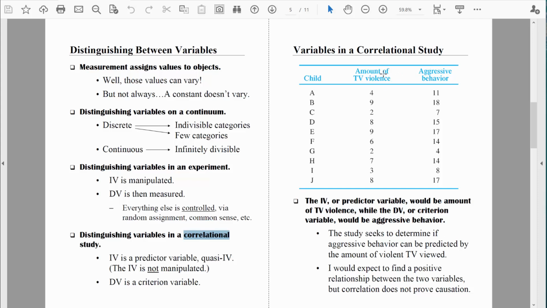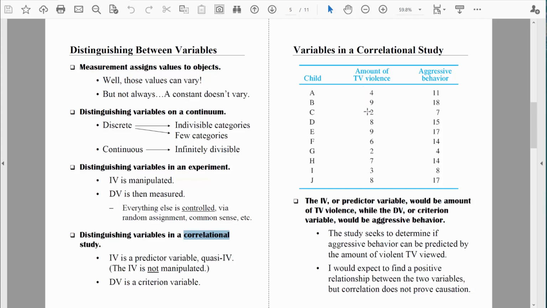You can see that of these two variables, what really makes the most sense is that we're trying to see if watching TV violence might be able to predict a kid's aggressive behavior. That's why in this situation, we would call the amount of TV violence that they watch per week the predictor variable. Some people will call that the independent variable or the quasi-independent variable. It's kind of like an independent variable. But in reality, at least for our class, independent variable is a term that we're only going to use in the context of an experiment. So in a correlational study, we would call that the predictor variable.